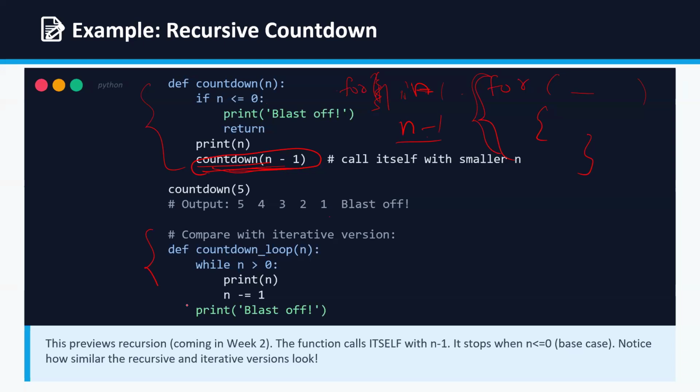Now moving on to this one: compare with the iterative version. def countdown_loop(n) with while. Just now I told you that we can use a for loop. Here, instead of calling the function inside the same function, we are using a while loop. While n is greater than 0, print n, then decrement it. So this is the other way to get the same output. You can try both.